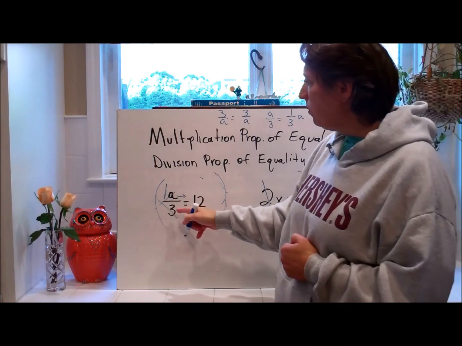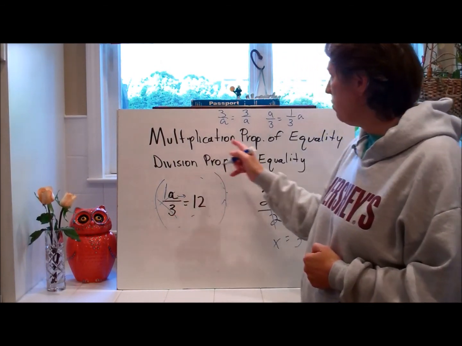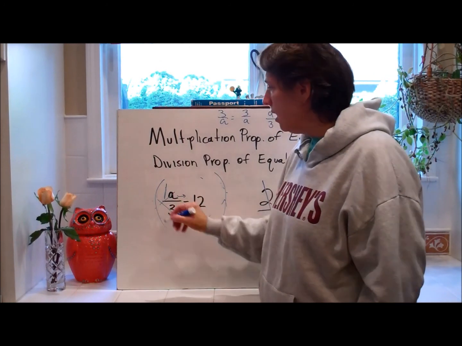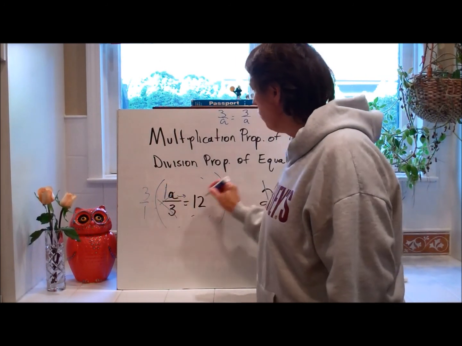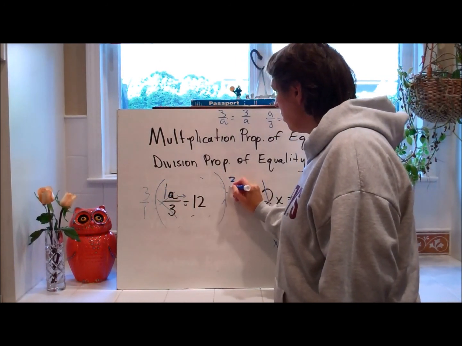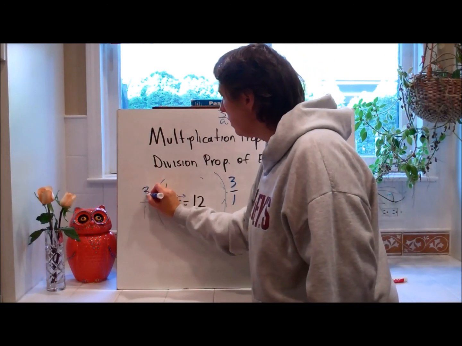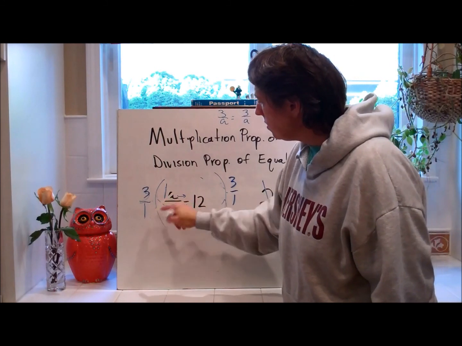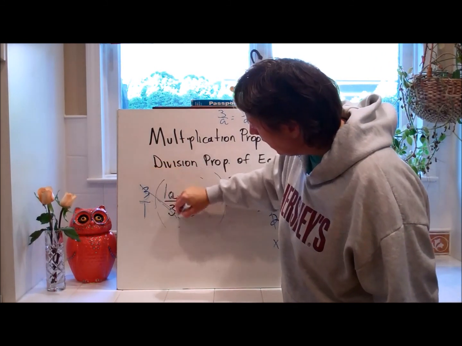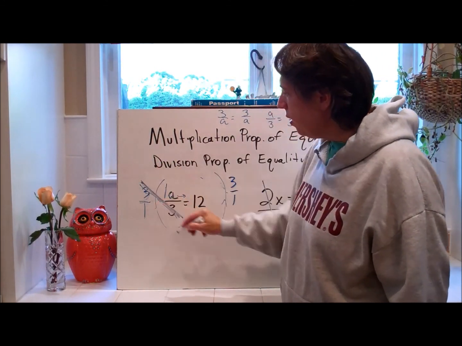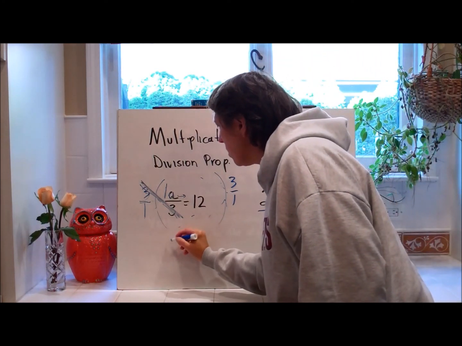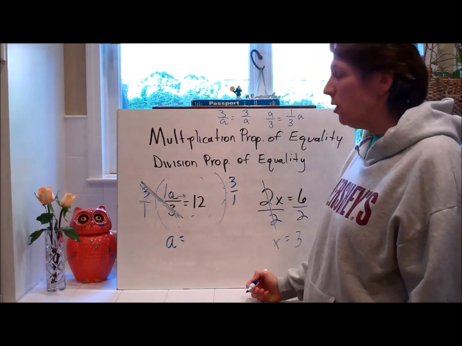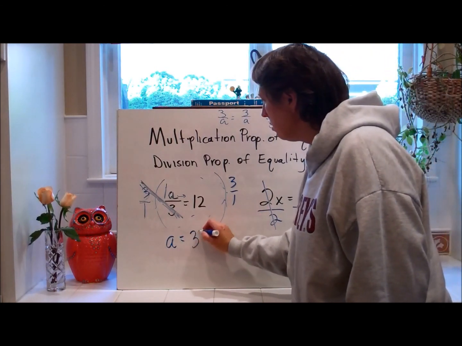So we're going to multiply both sides using the multiplication property of equality. We have to undo this fraction and maintain our a. So we're going to multiply by 3 over 1. 3 over 1, sorry about that. When we do that, the a doesn't cancel. See that? The 3's cancel. And then you have 1a over 1, which is a. That's our goal, is to isolate the variable. And then we get 12 times 3 over 1, which is 36.